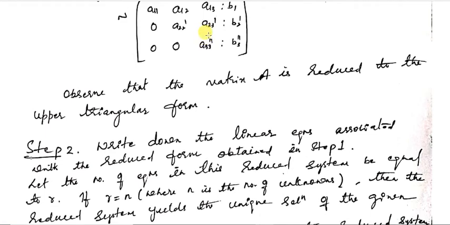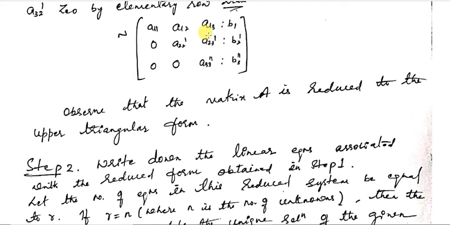And we obtain the solution by back substitution. The last row gives the value of the last unknown, say z, and the second equation gives the solution of the second unknown y by substituting the value of z, and the first equation gives the value of x, the first unknown, by substituting the values of y and z. So this is called back substitution.